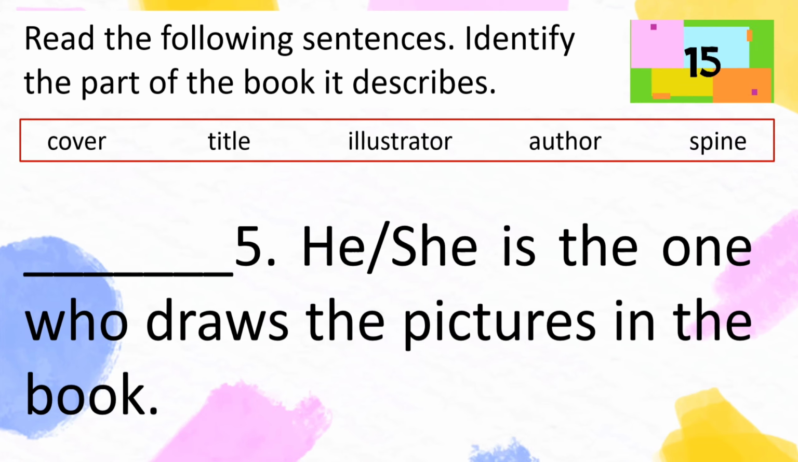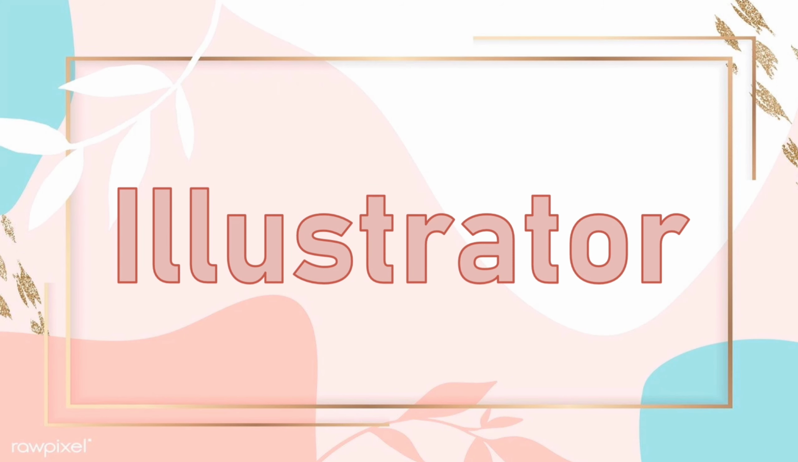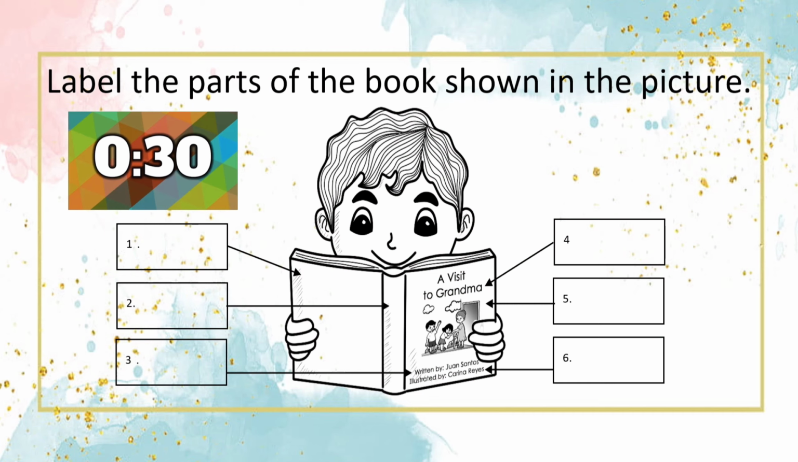Time's up! And the correct answer is illustrator. If you got it right, you are really doing a great job. Now let us have another activity. Label the parts of the book shown in the picture. You only have 30 seconds to answer. Write your answers on the comment box below. Your timer starts now.